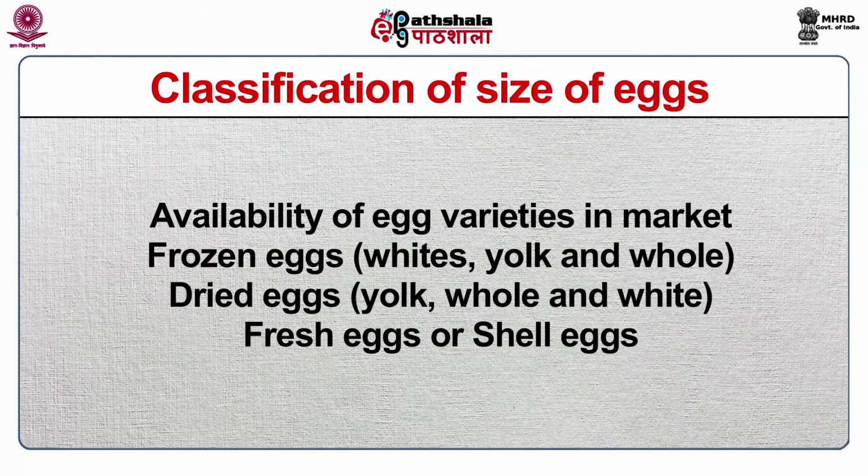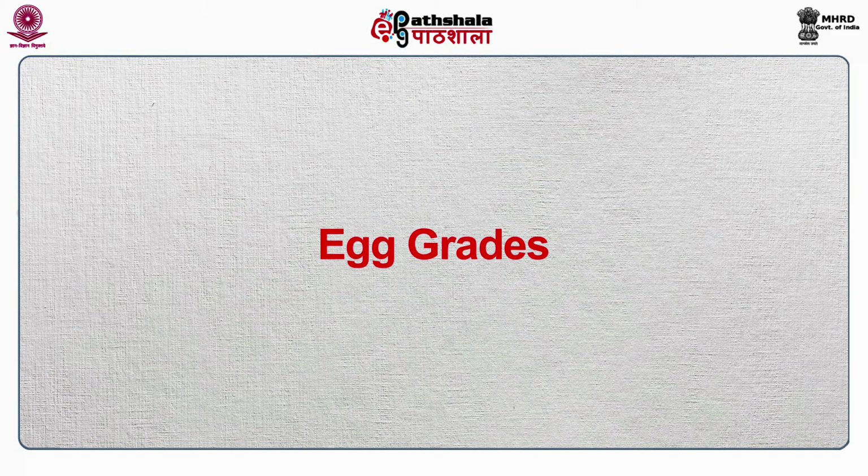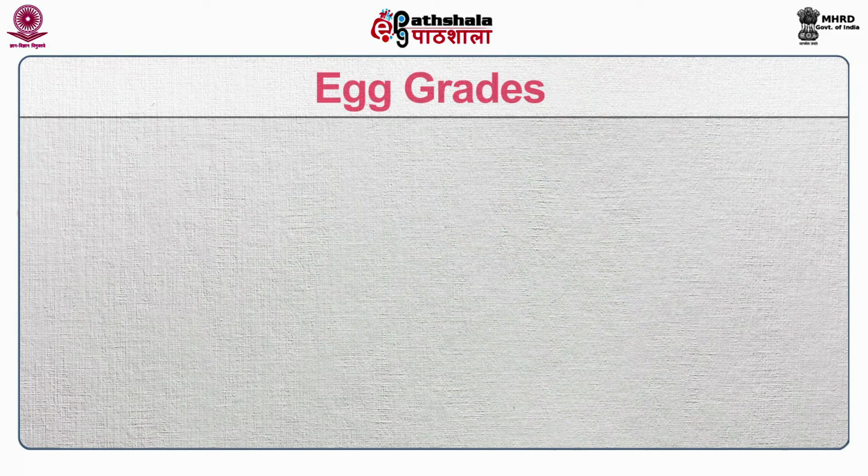Availability of egg varieties in market. Frozen eggs: white, yolk and whole. Dried eggs: yolk, whole and white. Fresh eggs or shell eggs. Egg grades: Grade AA, clean and unbroken.